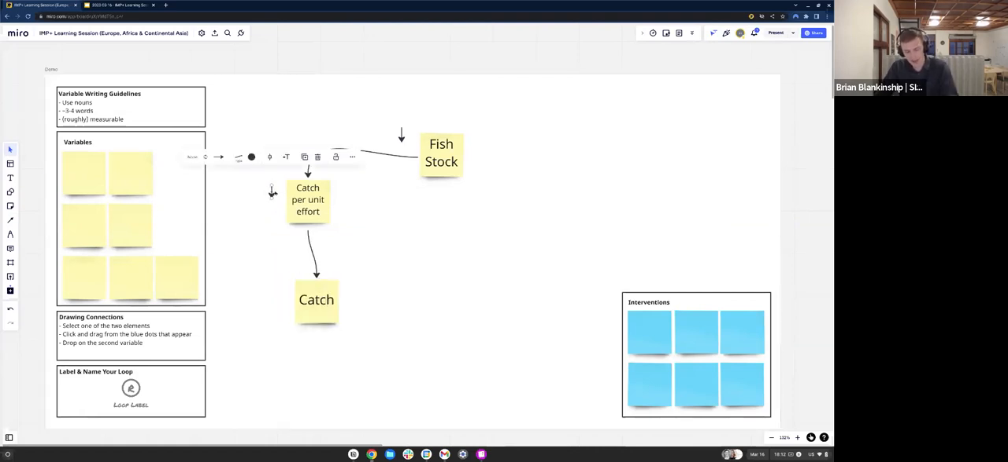Same thing with the catch per unit effort. When I do the behavior here, I'm just thinking about the relationship between the two variables. So for a moment I forget about all the rest of the connections and just ask: what happens to the total catch for the day when their catch per unit effort changes? What happens to the catch per unit effort when the stock goes down? And that's how I define my polarity.